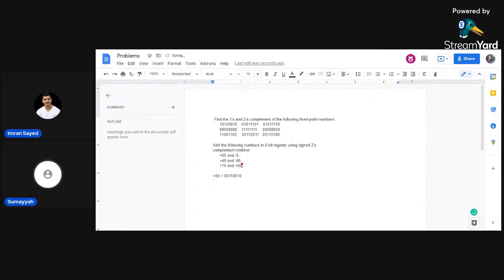Then 5 is 0 0 0 0 0 1 0 1. Yes. So we take the 2's complement of 5, which is 1 1 1 1 1 0 1 1. Okay, I think that is correct.